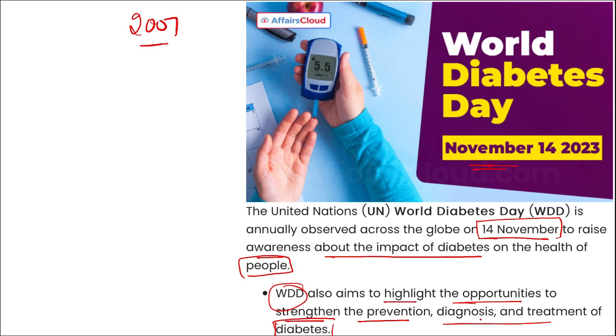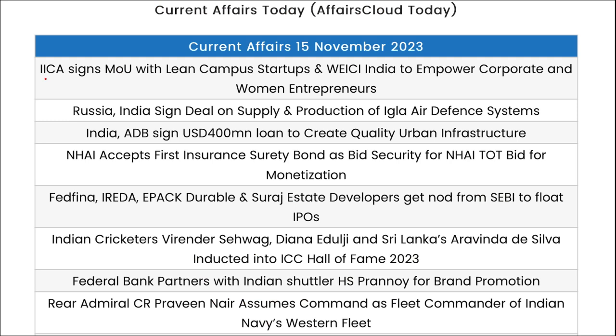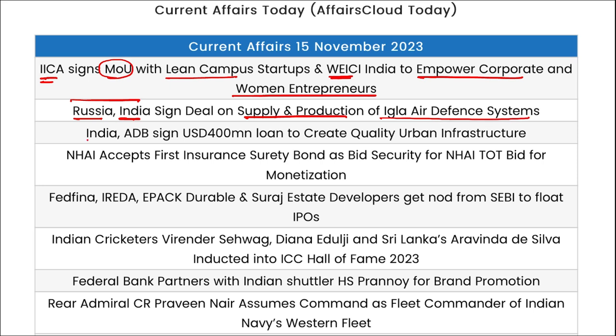So these are your important current affairs for the day, friends. Now let's go for a quick one-liner revision. IICA signed an MOU with Lean Campus Startups and WEICI India to empower corporate and women entrepreneurs. Russia and India recently signed a deal on supply and production of IGLA air defense system. India and Asian Development Bank signed a $400 million loan to create quality urban infrastructure.